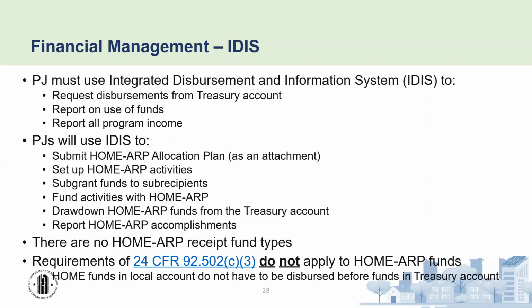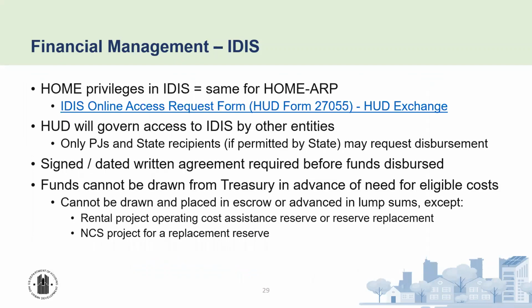So for example, if the PJ needed to draw HOME-ARP funds to pay eligible costs and had HOME-ARP program income in its local account waiting for an eligible HOME cost to pay, it would not have to draw the program income first because those funds will be paying a regular HOME cost and not a HOME-ARP cost. Next slide, please.